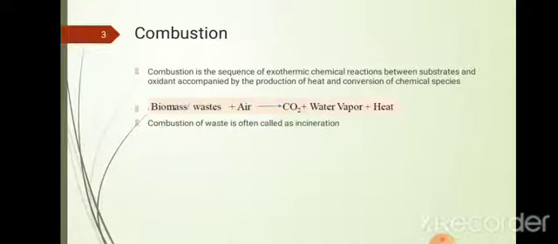Waste combustion is often coined as incineration. So you might have heard of an incinerator. It is the same as combustion, but the term is used more frequently in the context of waste.